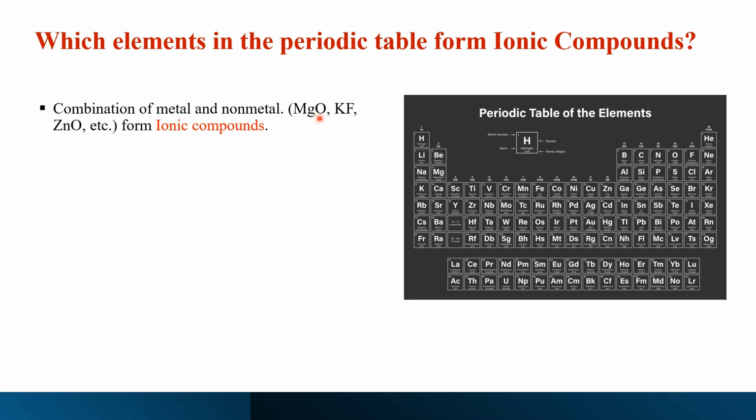Magnesium oxide is one ionic compound. Magnesium is a metal, oxygen a non-metal. Potassium fluoride is an ionic compound: potassium is a metal, fluorine a non-metal. Zinc oxide: zinc is a transition metal and oxygen is a non-metal. So a transition metal or main group metal combined with non-metals forms ionic compounds. Only non-metal combinations or metalloid and non-metal combinations form covalent compounds.